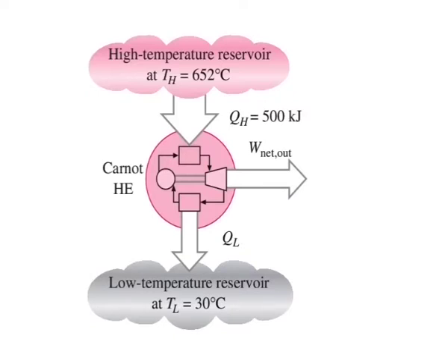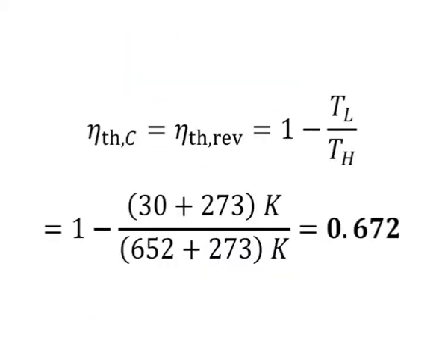The Carnot heat engine shown here is a reversible heat engine, and so its efficiency can be determined by the efficiency equation as eta_th,C = eta_th,rev = 1 - TL/TH. Substituting the values of TL and TH, we get eta_th,rev equal to 0.672. That is, this Carnot heat engine converts 67.2% of the heat it receives to work.